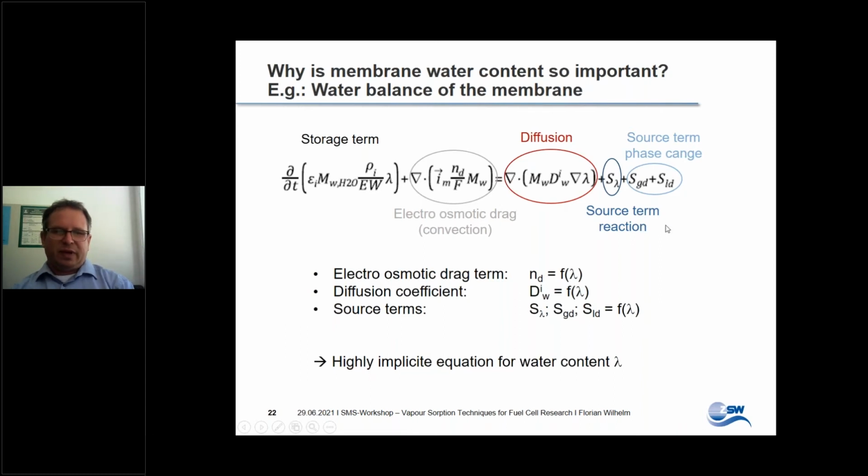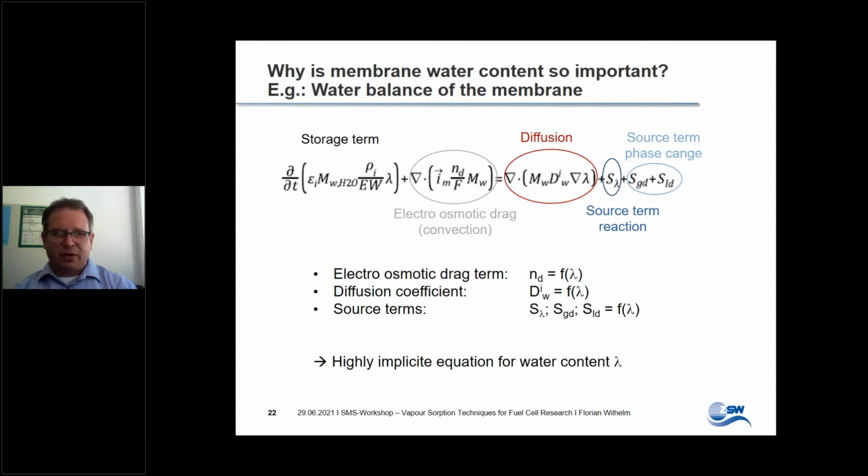And then we have some source terms. One related to the reaction. This is S lambda in this case. This is the water produced by the reaction in this specific model by ANSYS. This water is directly injected, so to say, into the phase dissolved in the membrane. But this can be dealt with in a different way also in other models. So that's not mandatory, so to say, to formulate it like this.